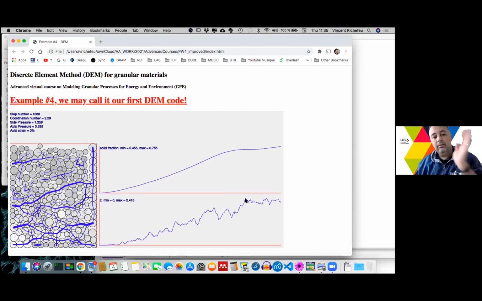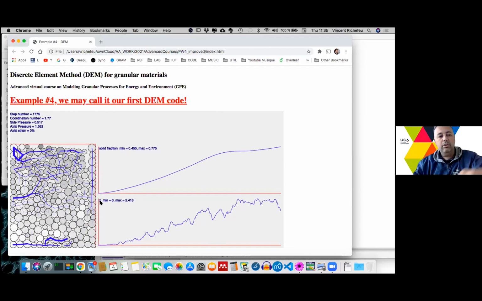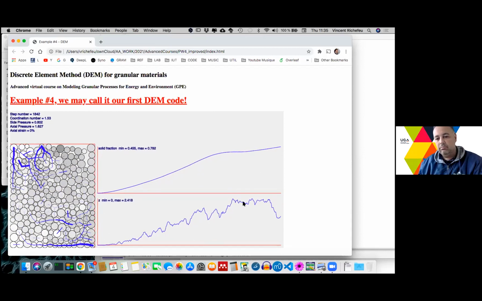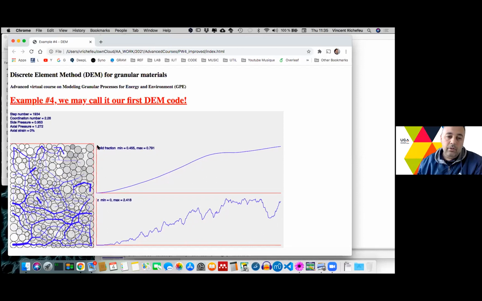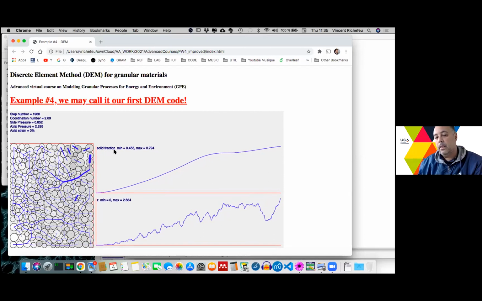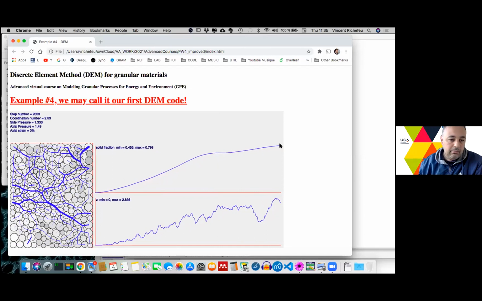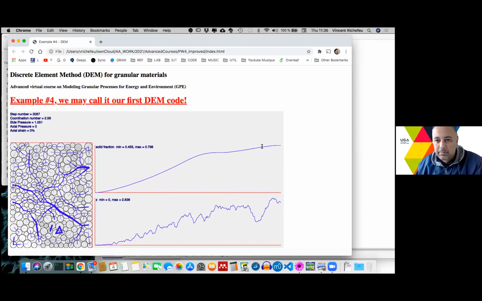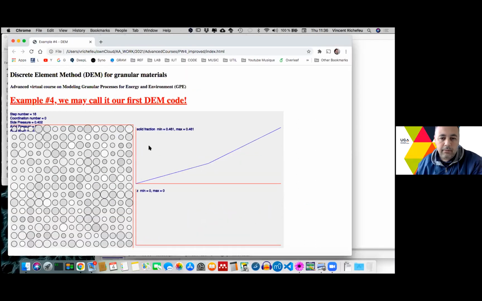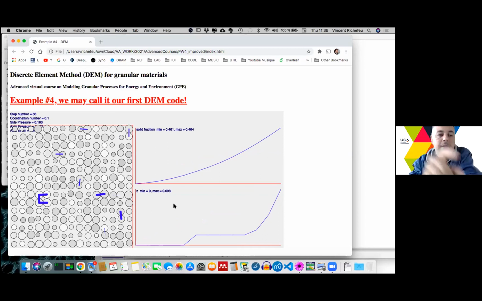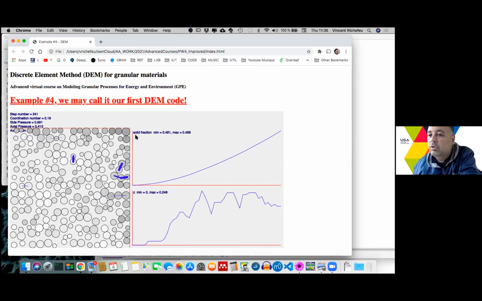What is plotted here on the bottom is the coordination number. We see that during the compression, it increases, normal, okay. It oscillates also. On the top, we've got the solid fraction. So it increases, and at a given point here my time step is too low. I will go back. At the moment, you will observe the stabilization of the coordination number and also of the solid fraction.